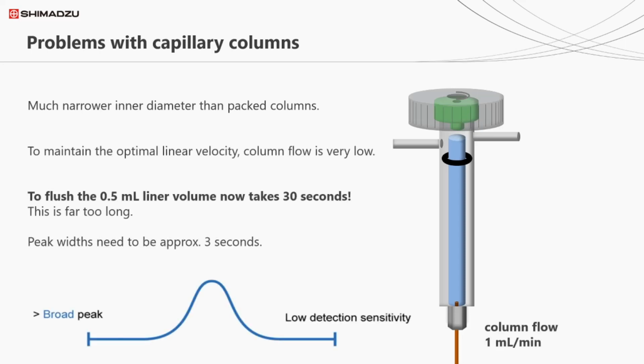However, this creates a new problem. At 1 mL per minute, the transfer of sample from the liner to the column is much slower. This time it takes 30 seconds rather than 1. This produces a very wide peak that is no use to us.